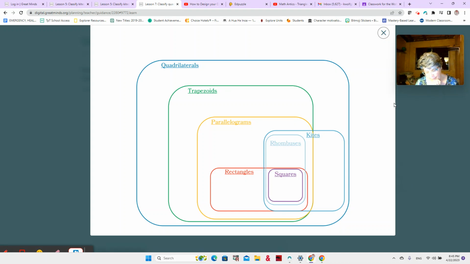Okay, now let's think about parallelograms, right? Here's our yellow box of parallelograms. All parallelograms are quadrilaterals. You see that it's inside the quadrilaterals, but not all quadrilaterals are parallelograms. Does the diagram show that? Right, because kites are out here, trapezoids are out here. Yes, okay.